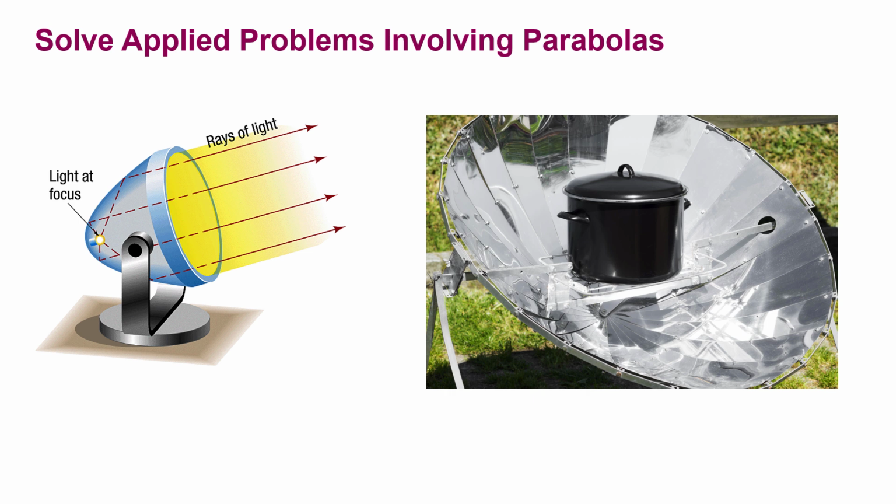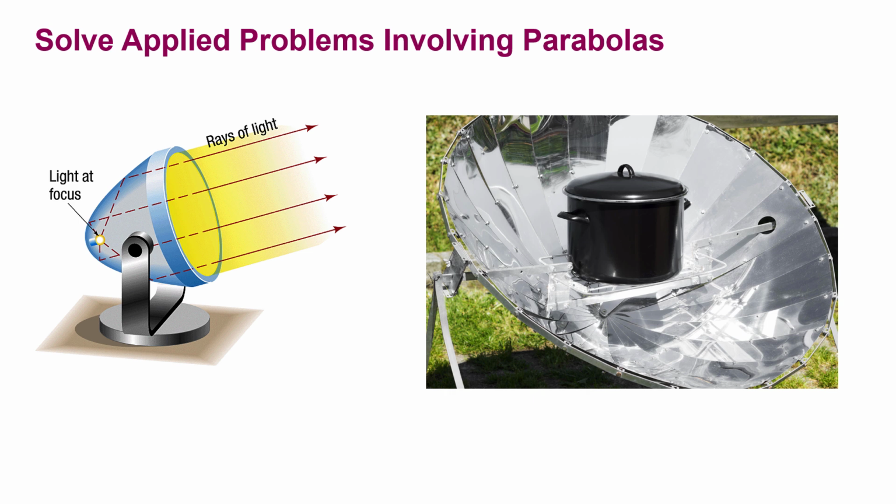Two main ways this property is used. In the image on the left, we have a spotlight or a flashlight. The light bulb is placed at the focus of the parabolic mirror. Now, incandescent light, which is not focused laser light, will travel in all directions. However, as the light rays emanate from the bulb, they're reflected off of the parabolic surface and focused to travel in a direction that is parallel to the axis of symmetry.